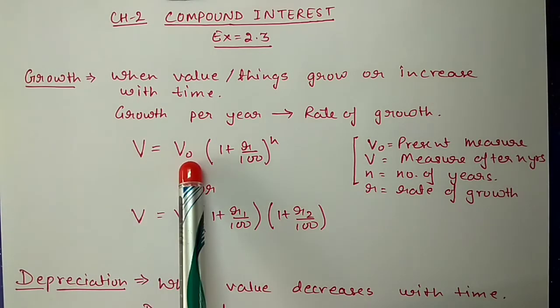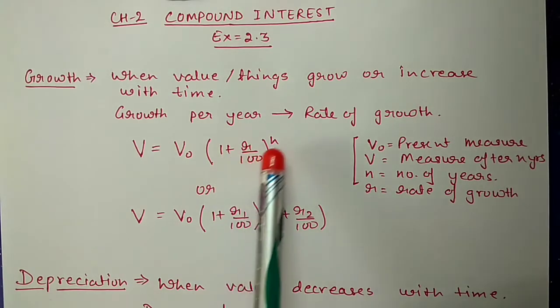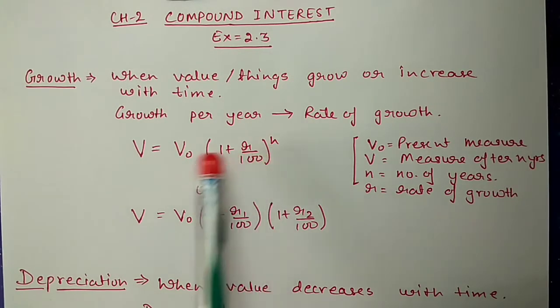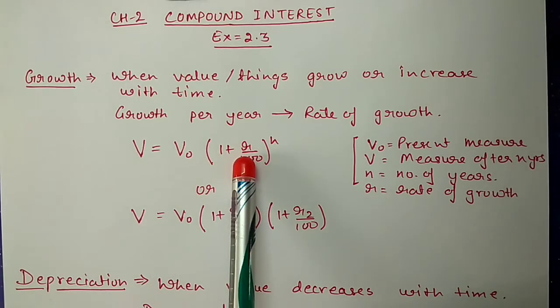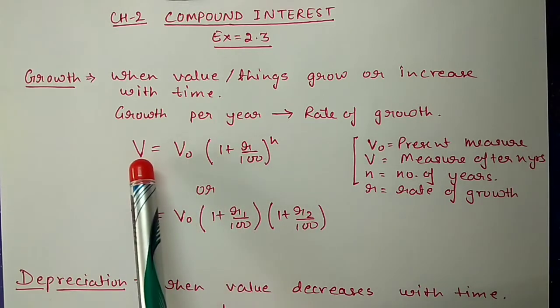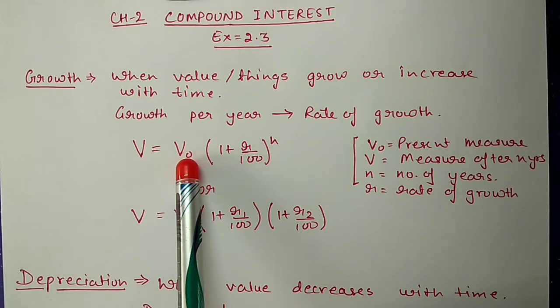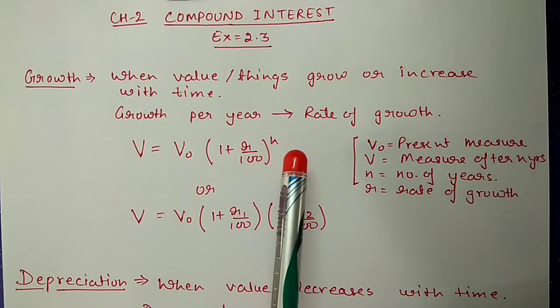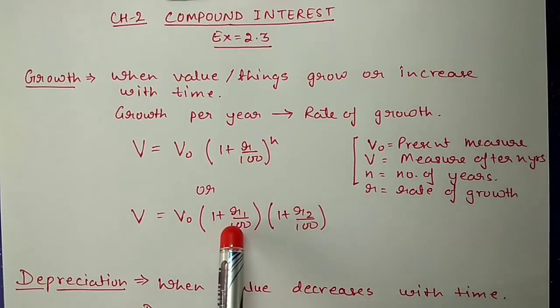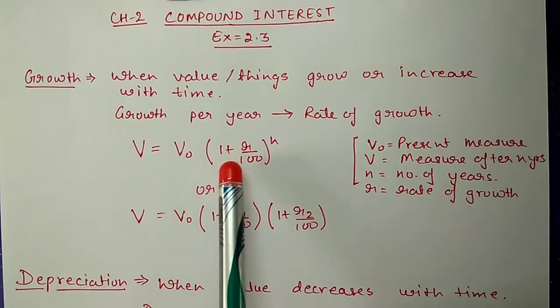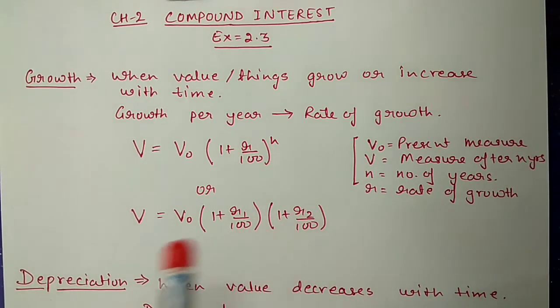V is equal to V naught times 1 plus R by 100 to the power n. This formula we will use when the rate of interest is the same for every year. This is the same formula which we used for compound interest, but in place of amount we have the final value, and in place of principal we have the initial value V naught. Remaining things are the same. If the rate of interest is different for different years, then we can use this formula. We can split it into different brackets.